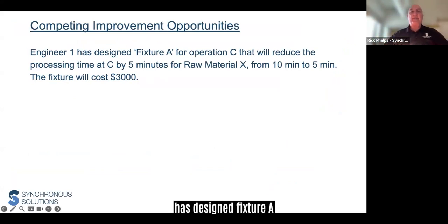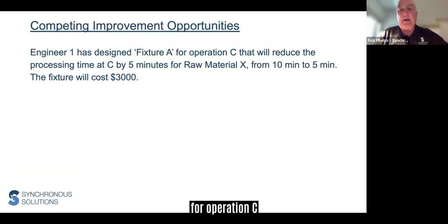Engineer 1 has designed fixture A for operation C that will reduce the processing time at C by 5 minutes for raw material X, so from 10 minutes to 5 minutes. The fixture will cost us $3,000.